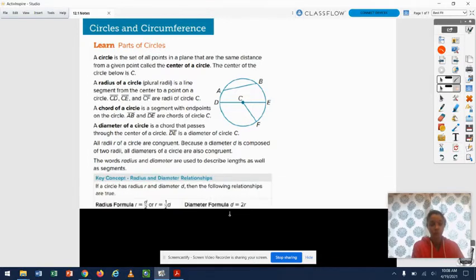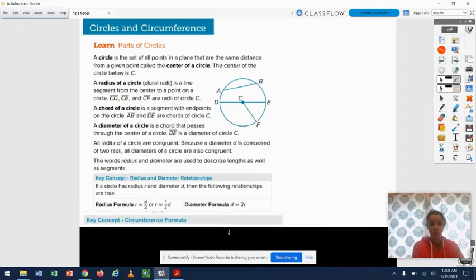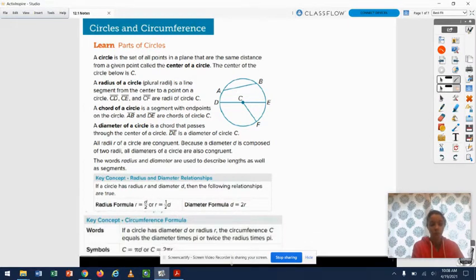So going forward, we are going to be able to find a radius and a diameter, and we will also find the circumference. And the circumference formula we've used before: circumference is either pi times diameter or 2 pi times the radius.